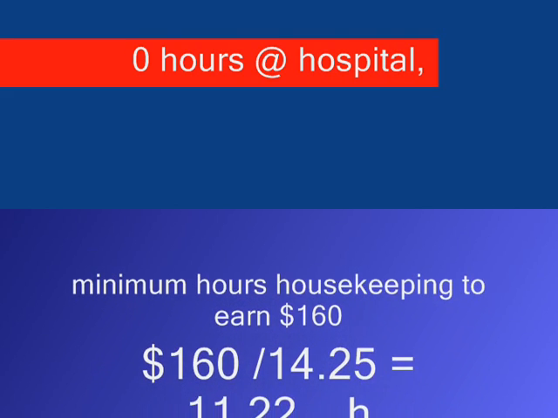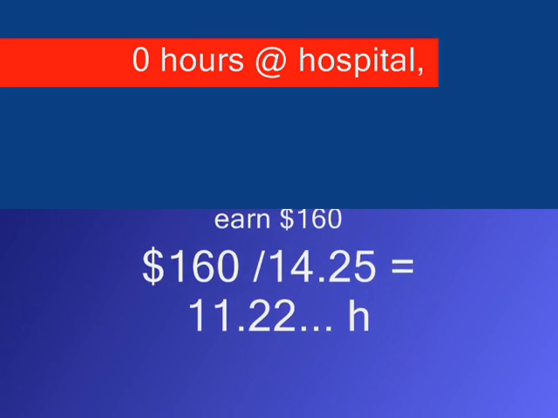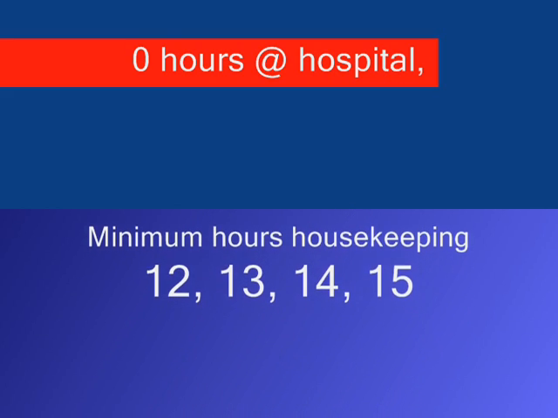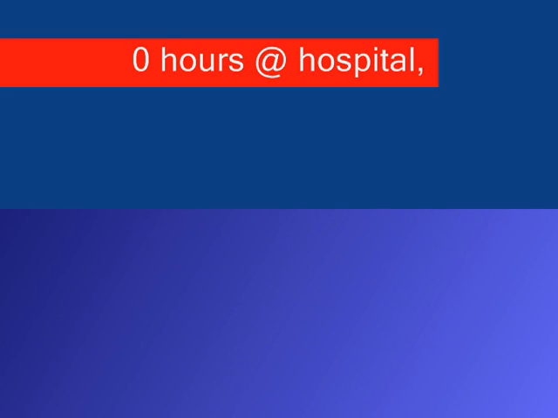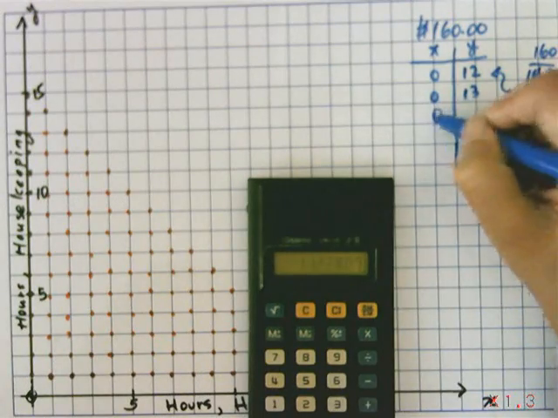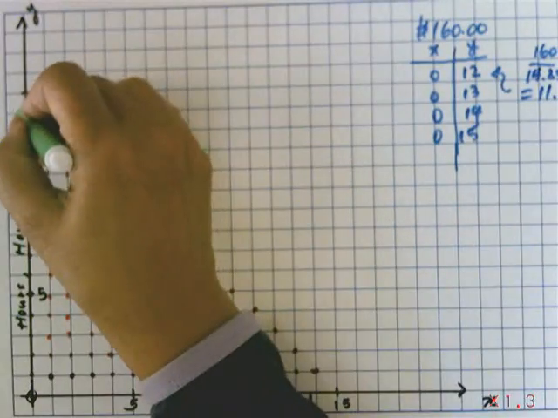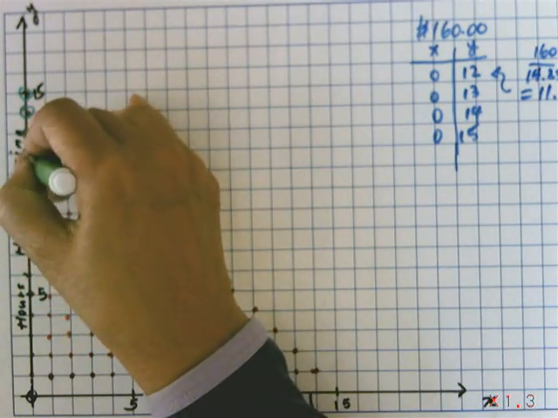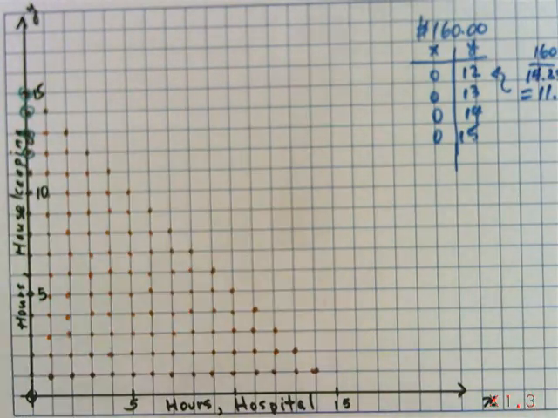If we take the $160 that she would like to earn and divide by $14.25, we'll get the hours that she needs to work to earn the $160. She needs to work a minimum of 12 hours with her mom, but then she could also work 13, 14, or 15 hours. I'm graphing the points now. I'm going to repeat this process for 1 hour.